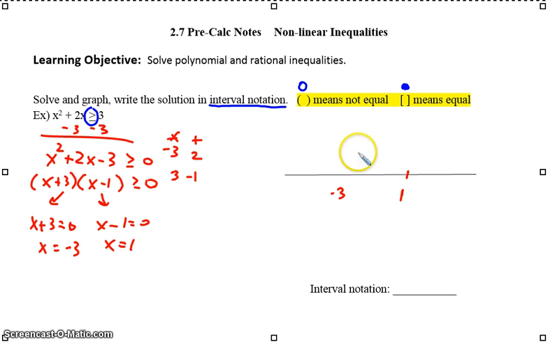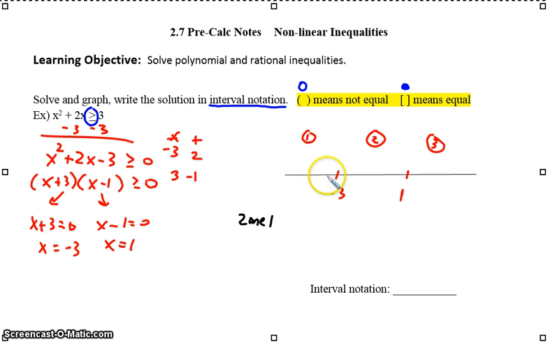So let's talk about that. What's going to happen when you put these numbers onto the number line is it will divide your graph into 3 sections. So we'll call it zone 1, zone 2, and zone 3. You need to pick numbers that are in those zones to test to see whether they are true or false statements.